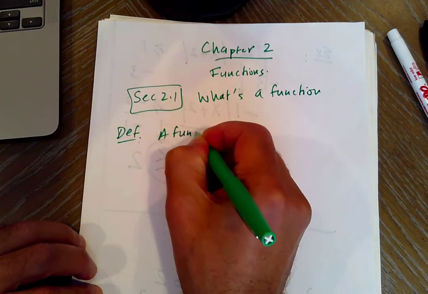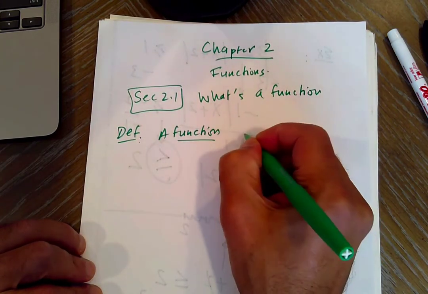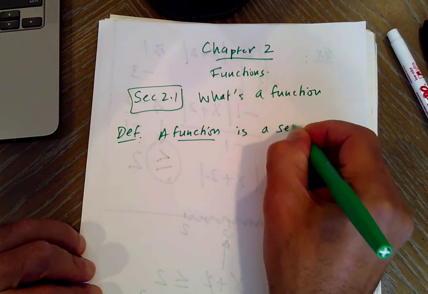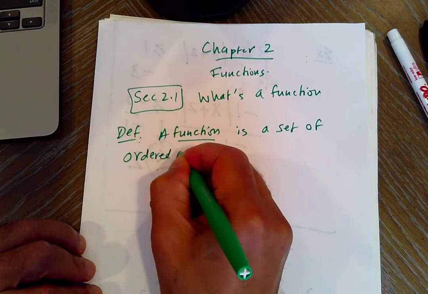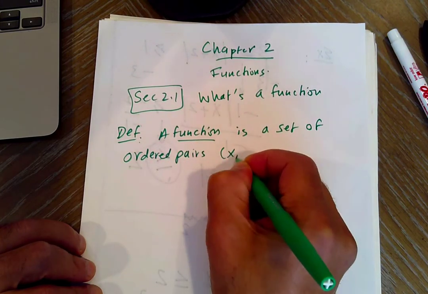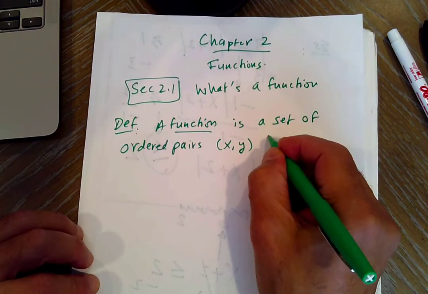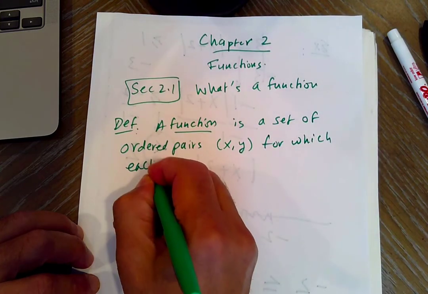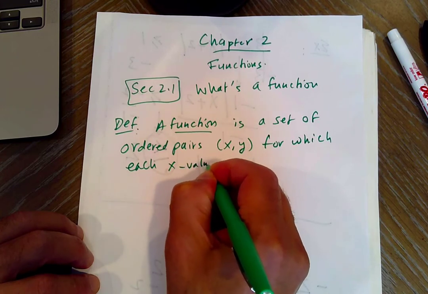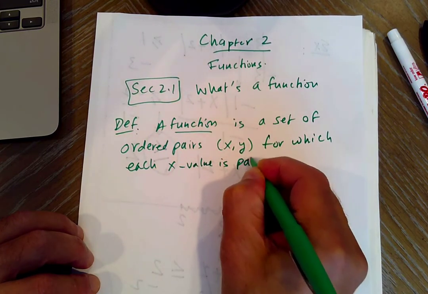A function, in case you forgot, is a set of ordered pairs, points or ordered pairs, an x and a y, for which each x value is paired with exactly one y value.